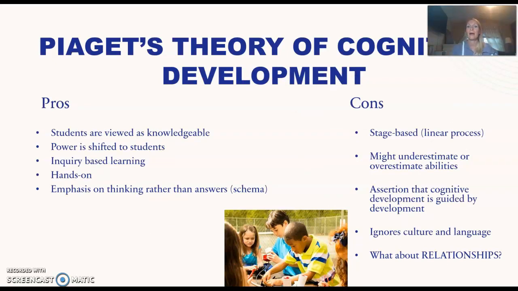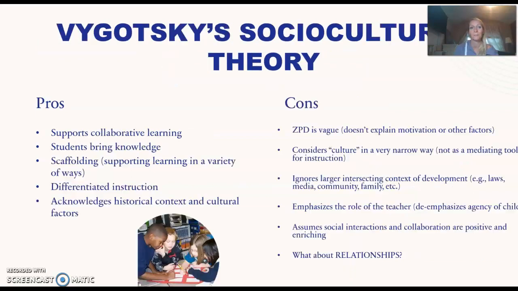For Piaget's theory, he was a stage-based theorist and believed it was a very linear process, and we know from working with children that's not exactly how it works. We can see a very wide range of abilities and interests at any age. They have found that his theory might underestimate or overestimate abilities. Also, there's the assertion that cognitive development is guided by development, rather than by the intersection of developmental processes and environment. Again, it completely ignores culture and language and really doesn't discuss relationships either.